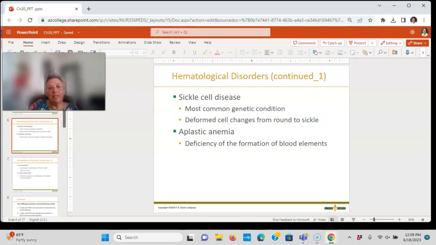Aplastic anemia is the deficiency of formation of blood elements. Fatigue, illness, injury that doesn't heal. This is damage to the 3 blood cells that are produced within the bone marrow. So immunosuppressive therapy, blood transfusions, IV transfusions, and prevent infection with hand hygiene, bone marrow aspiration.